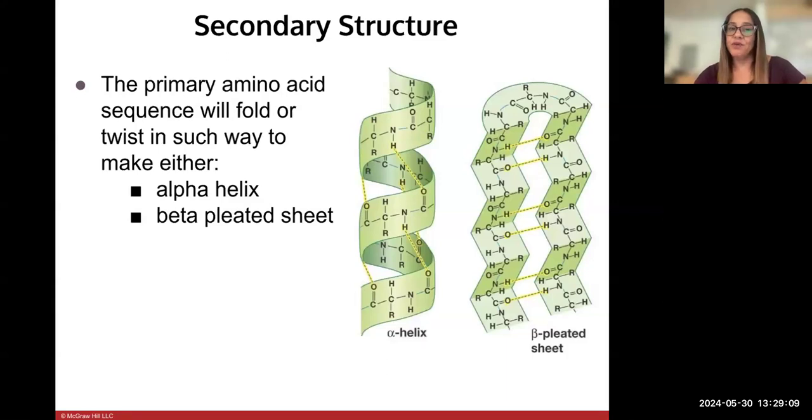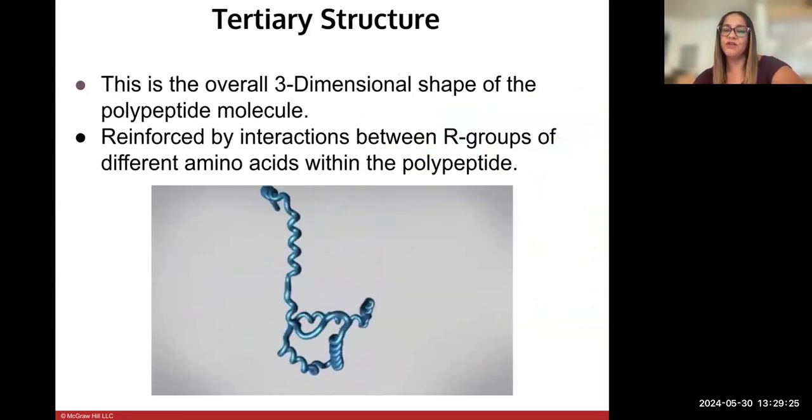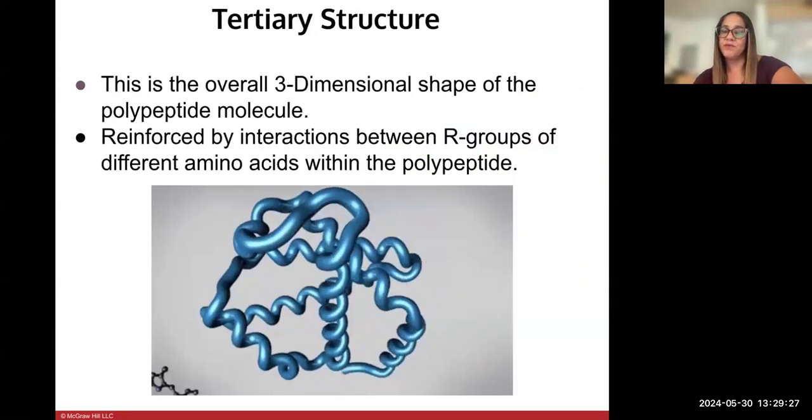Secondary structure. The primary amino acid sequence will fold or twist in such a way to make either an alpha helix or a beta pleated sheet. Those are the only 2 secondary structures there are. And then those fold on each other to make the tertiary structure, the overall 3-dimensional shape of the polypeptide molecule.